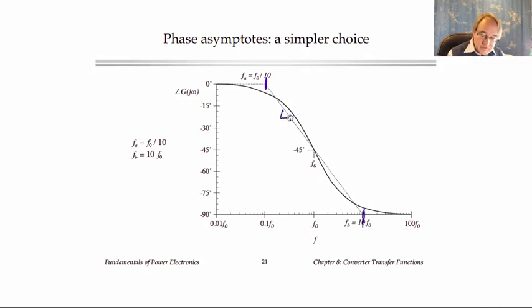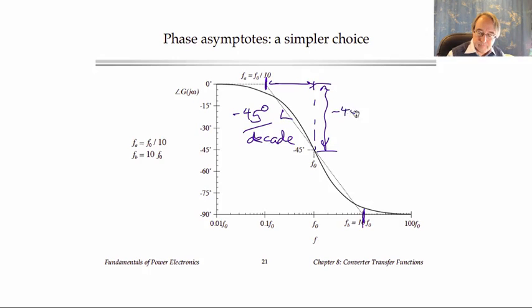So the slope of this phase asymptote then is minus 45 degrees per decade, where a decade is a factor of 10 in frequency. So in this factor of 10 in frequency from here to here, we change by minus 45 degrees. Okay. The actual function deviates from the asymptote by 1/10 of a radian, or 5.7 degrees, at these break frequencies.